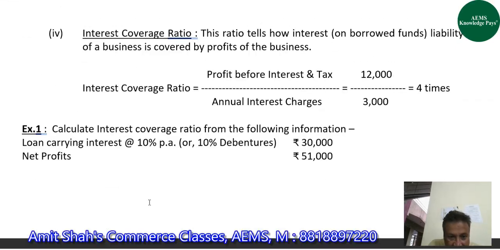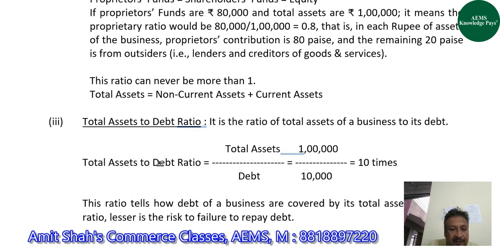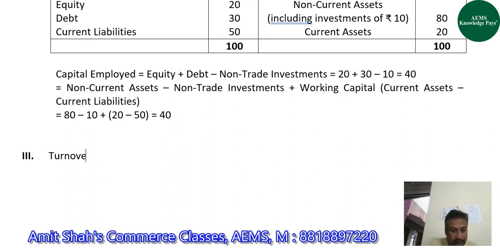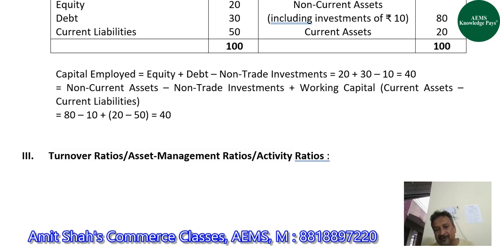So as our fourth type of ratio, we are done with the third type of ratio. After solvency ratio is turnover ratios. One more is there after this. They are also called, guys, asset management ratios, also known as activity ratios. These ratios are used to know how well a business uses its assets.